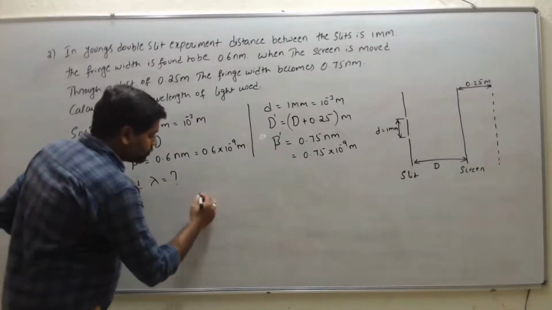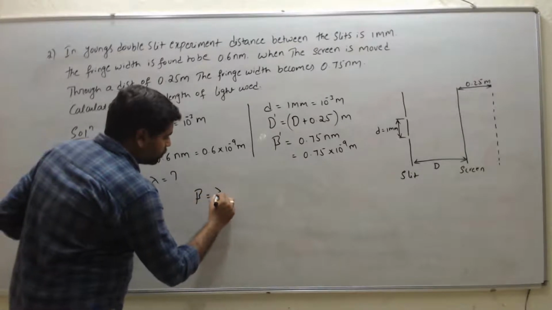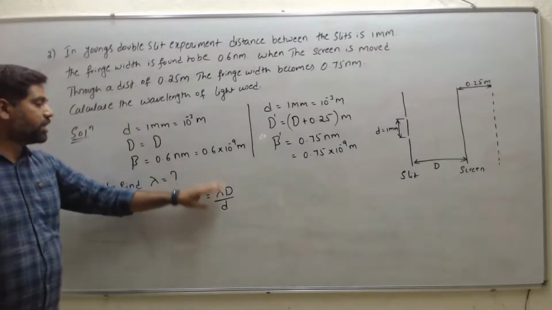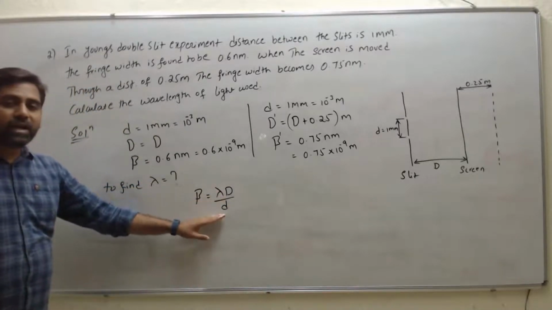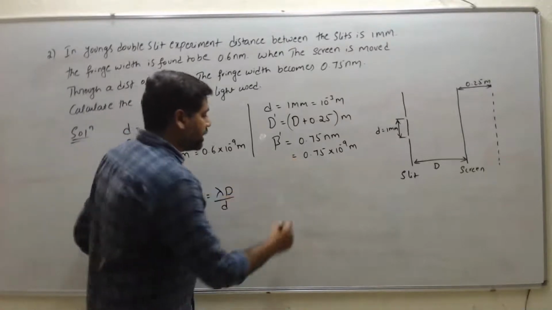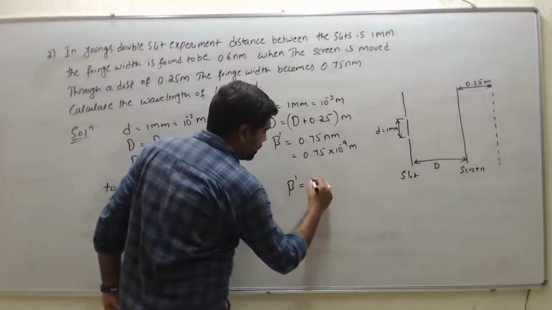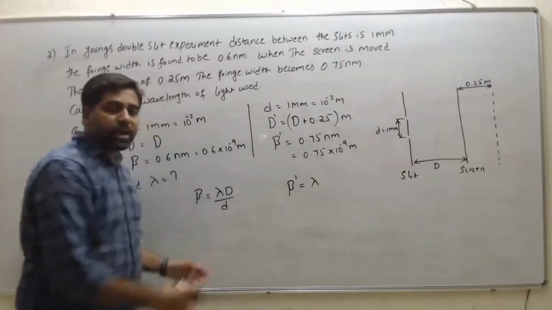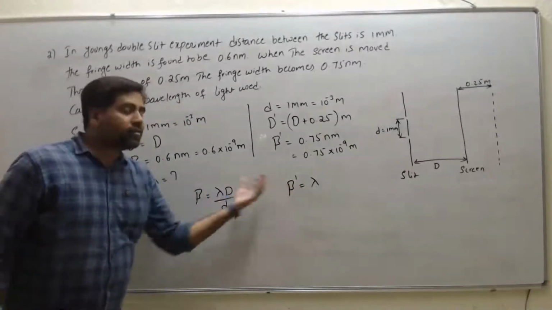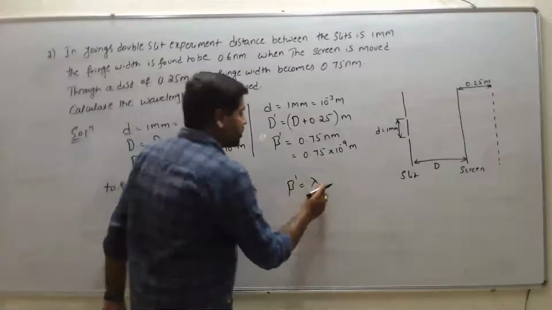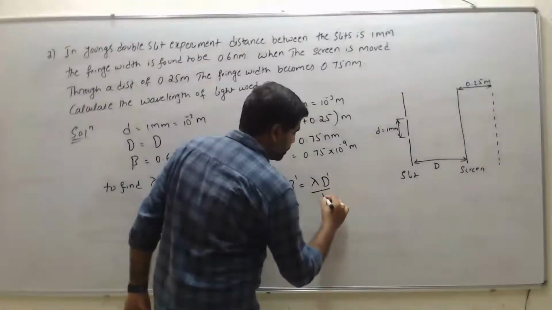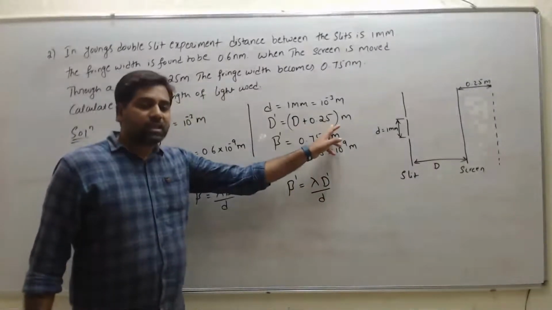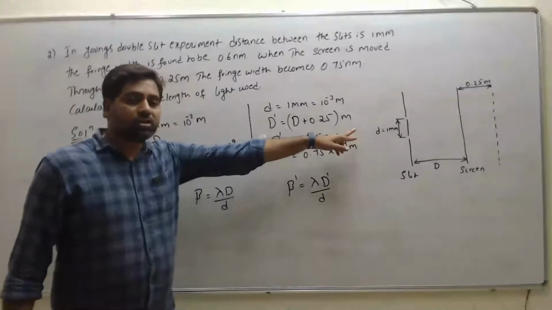So we know the fringe width beta is equal to lambda D divided by d. For the first case, we have beta equals lambda D divided by d. For the second case, beta dash equals lambda, where D is unknown. In both cases we are using the same source, so lambda is the same, then lambda D dash divided by small d. So here D dash represents what? That is the increase in the length. Here small d is constant.